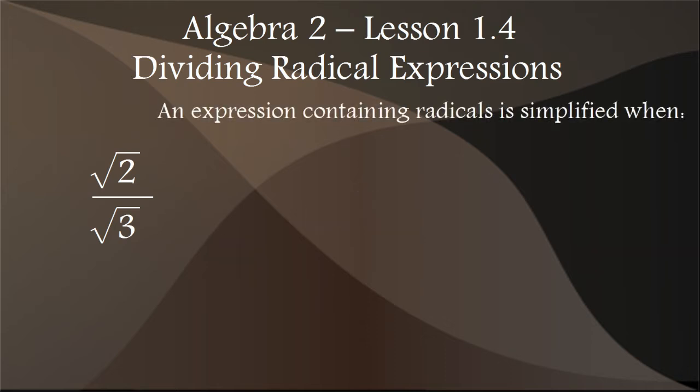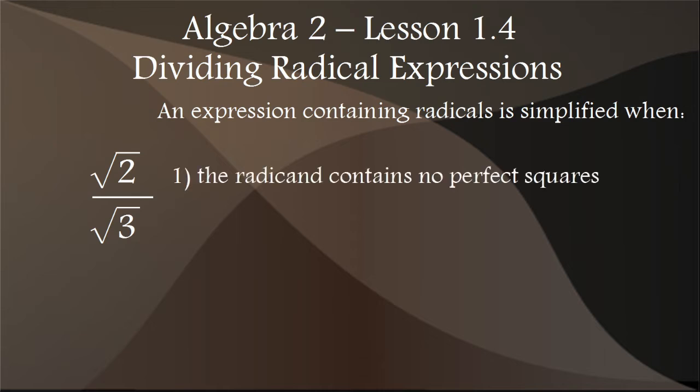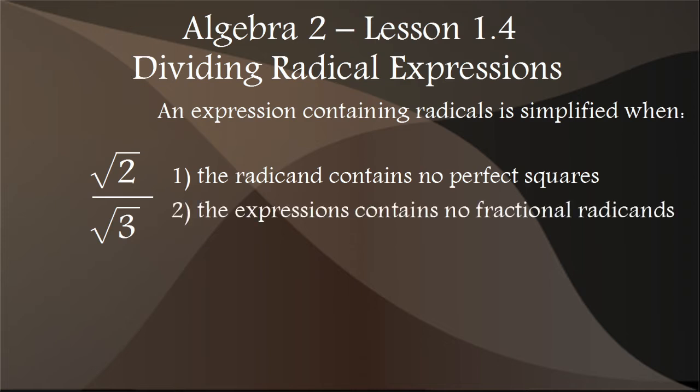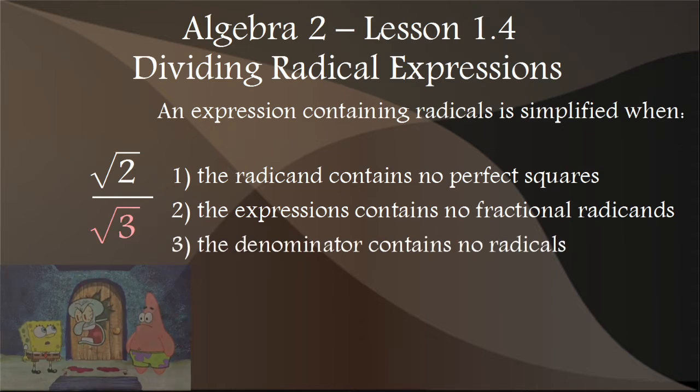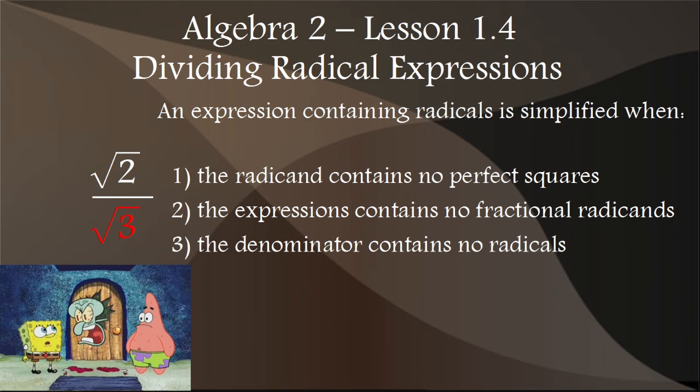An expression containing radicals is simplified only when 1. The radicand contains no perfect squares. Okay, we're good here. 2. The expressions contain no fractional radicands. What that means is, say, the square root of a fraction. Here, we're only taking the square root of whole integers, so we're okay for this step too. And finally, 3. The denominator contains no radicals. Uh-oh, we're violating rule number 3 here.